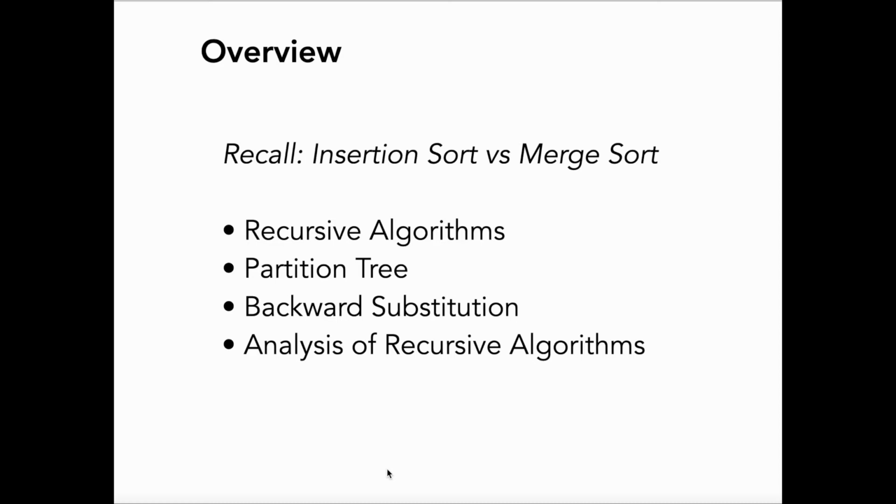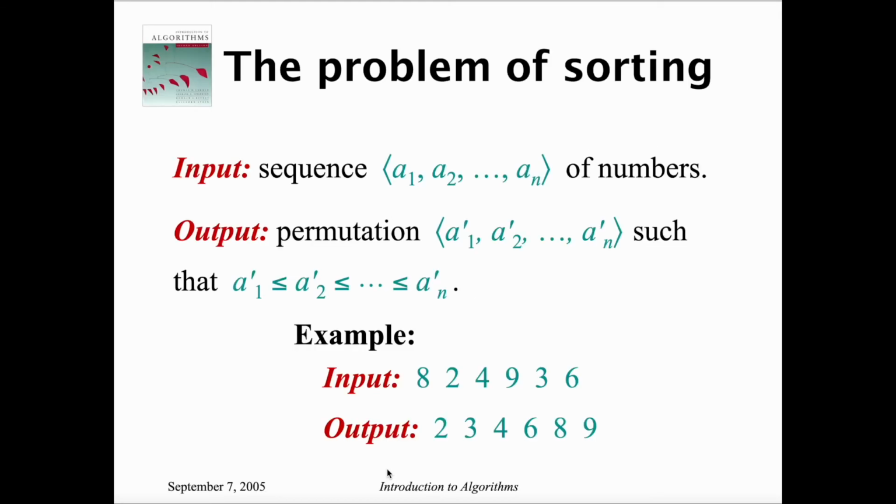So we have a step-by-step process also for counting the total number of basic operation executions. We will present one method, which is backward substitution. We're already familiar with the partition tree, so we will also present a more detailed explanation of partition trees in this lecture. Okay, so let's start with the problem of sorting.